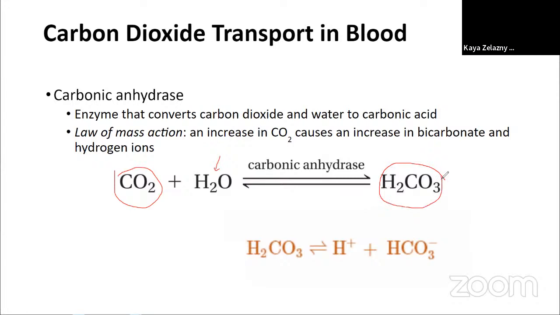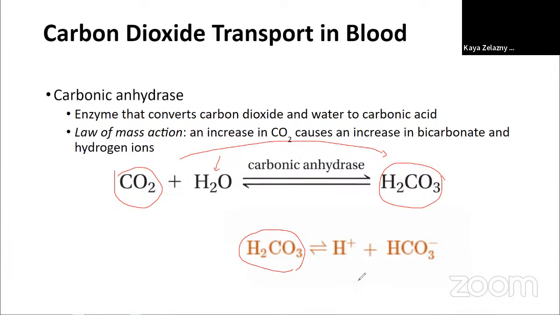This is a reversible reaction. So we can take carbon dioxide and turn it into carbonic acid, or we could take carbonic acid and turn it back into carbon dioxide. That's going to be important when we get to the lungs and we think about, okay, how are we going to breathe off bicarbonate ions? Okay.